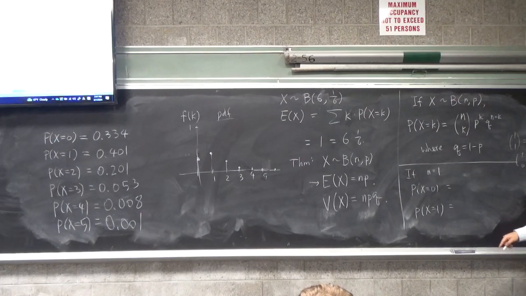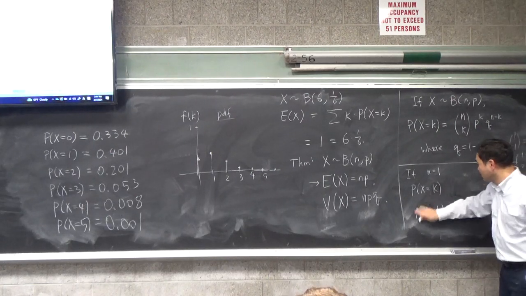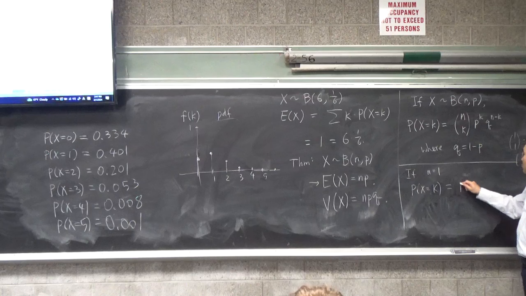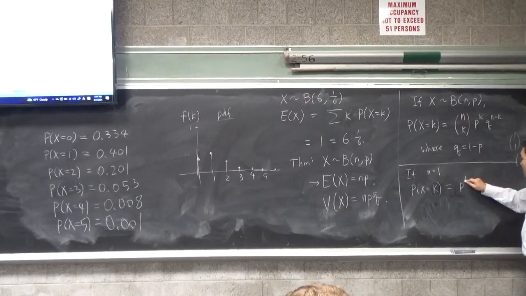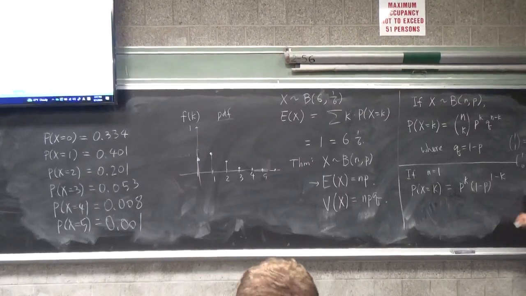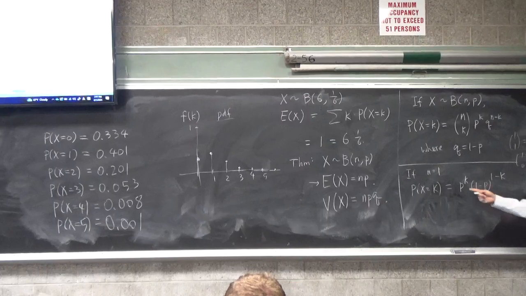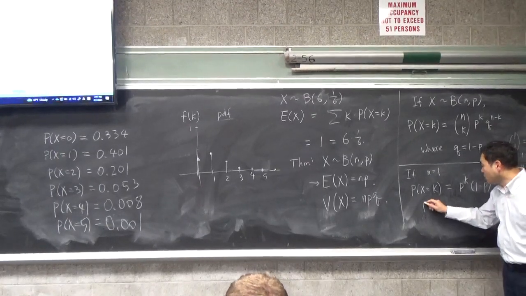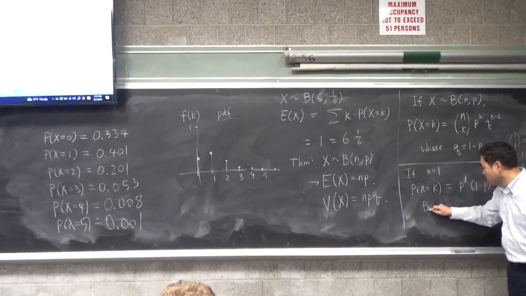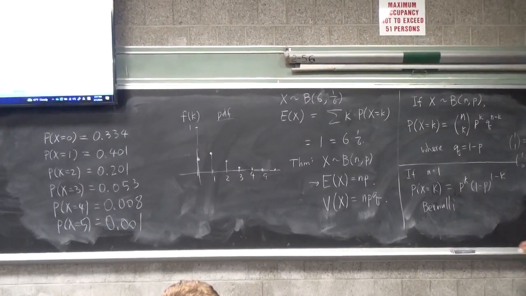So this will be just 1, and in general, let's just write it like this. In general, you just get p to the k, times 1 minus p to the 1 minus k. Right, q is 1 minus p, right? Now this case is called a Bernoulli trial.